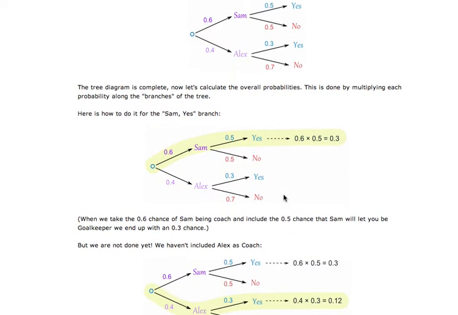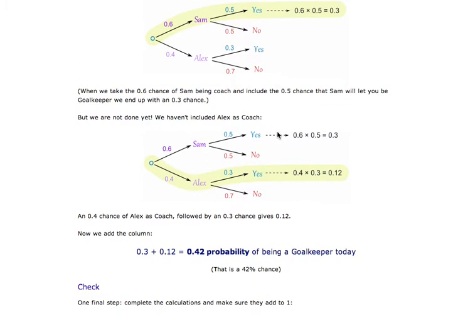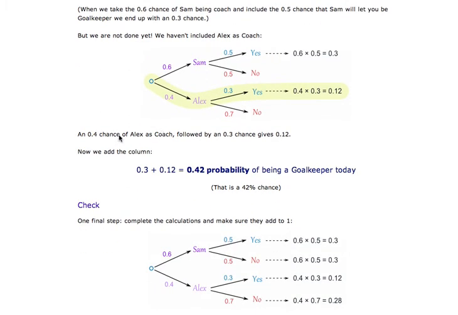But for Alex, if I take 0.4 times 0.3, the chances of me getting a yes is 0.12, which is much lower than 0.3. And if I get a no, then it would be 0.28. And all of those should add up to 1. So a 0.4 chance of Alex as coach, followed by a 0.3 chance gives us 0.12.